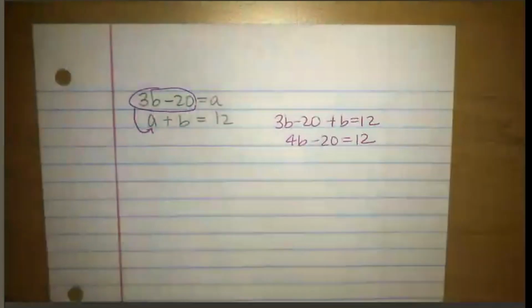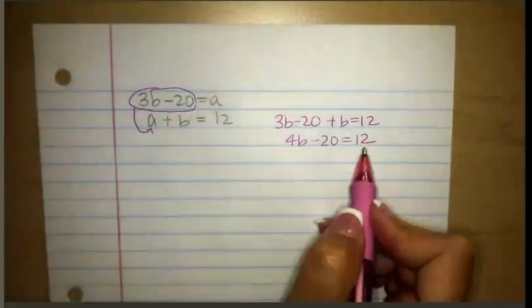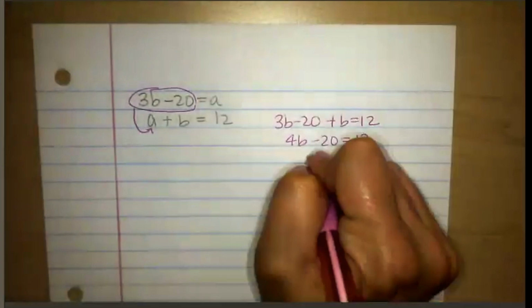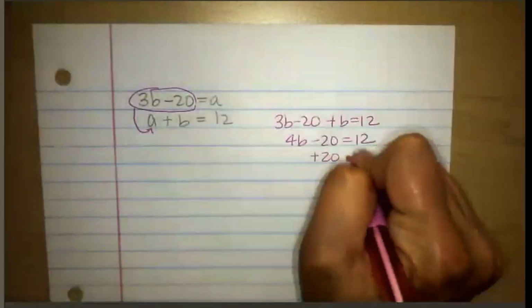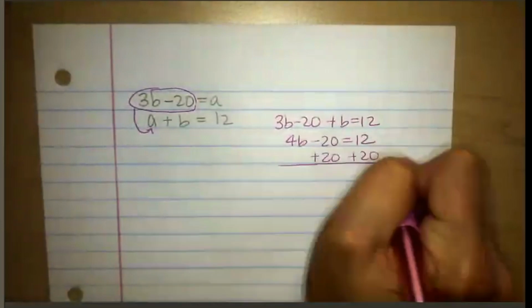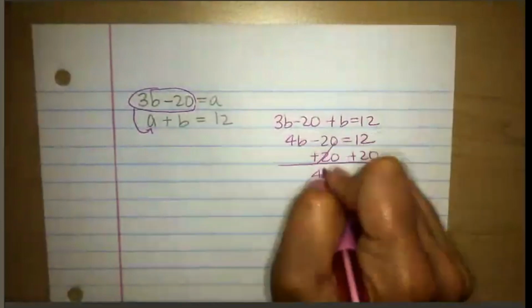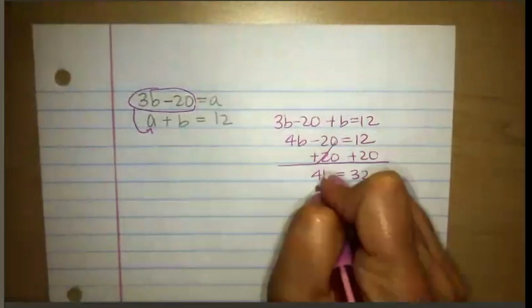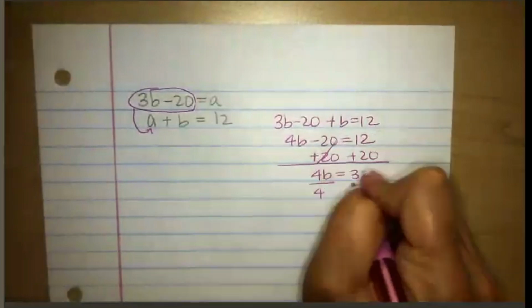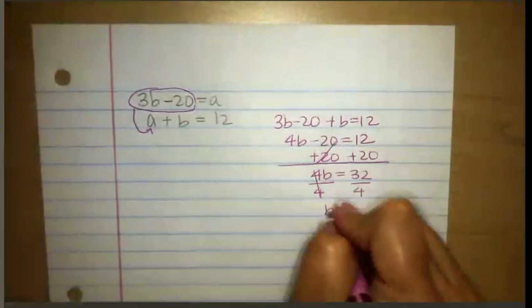We want to move the 20 to the other side of the equal sign. Anytime we're moving something to the other side of the equal sign, we do the opposite. So I am going to add 20 to take it to the other side of the equal sign. That leaves me with 4b is equal to 32. I divide by 4 on both sides. That gives me b is equal to 8.